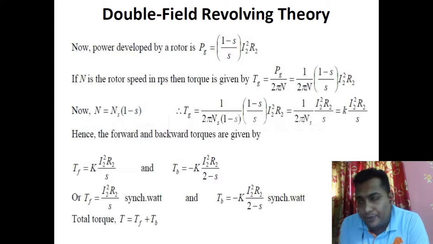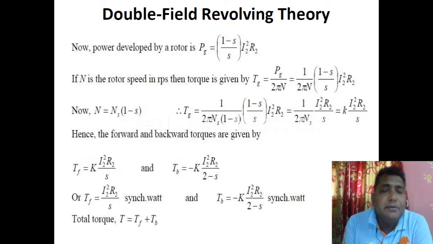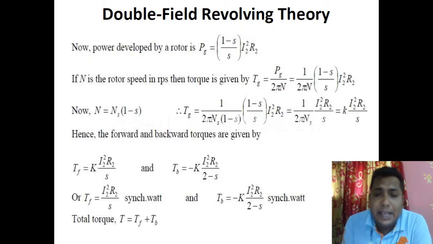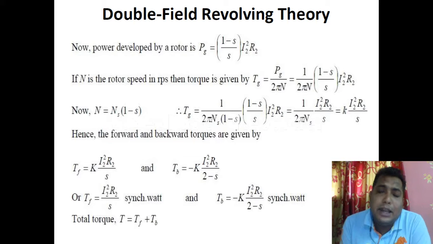Now the rotor speed n is equal to ns into 1 minus s. So now for the gross torque Tg, the equation is given by 1 by 2 pi ns into 1 minus s, into 1 minus s by s into I2 square into r2. So from this equation, 1 minus s and 1 minus s will be cancelled out. The remaining equation will be 1 by 2 pi ns into I2 square into r2 by s.